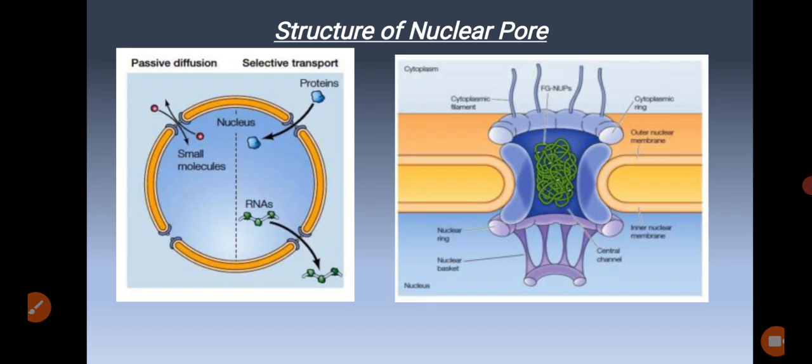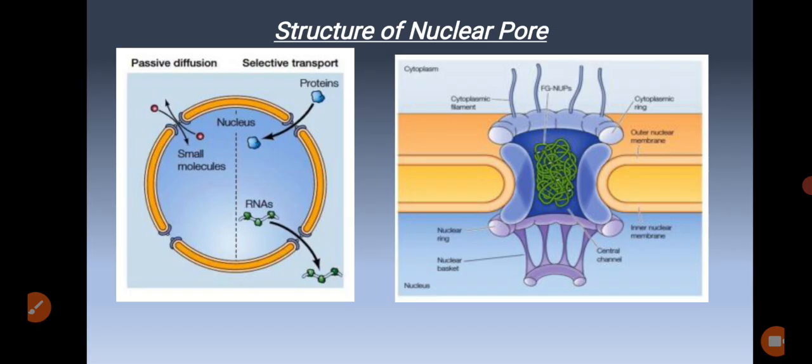So what is passive diffusion? Some molecules, especially small molecules with a molecular mass of up to 40 kilodaltons, move freely across the pore complex by diffusion. Most macromolecules like RNA and proteins use selective transport systems for their movement across the pore complex. Selective transport is triggered in response to specific signals which regulate the transport.